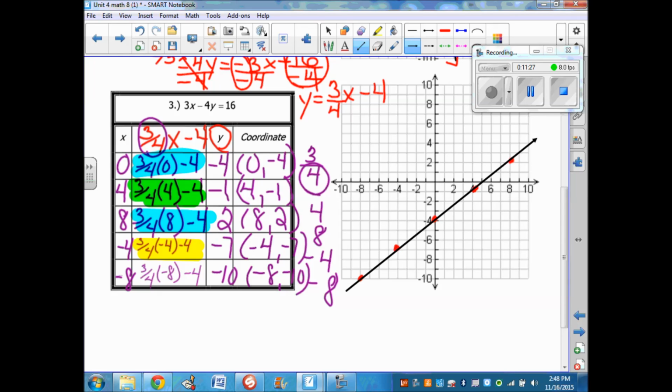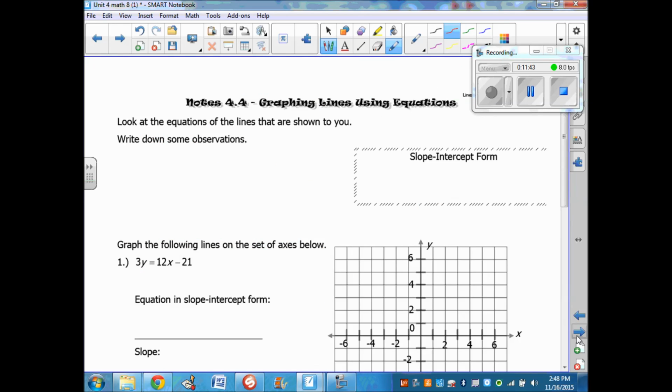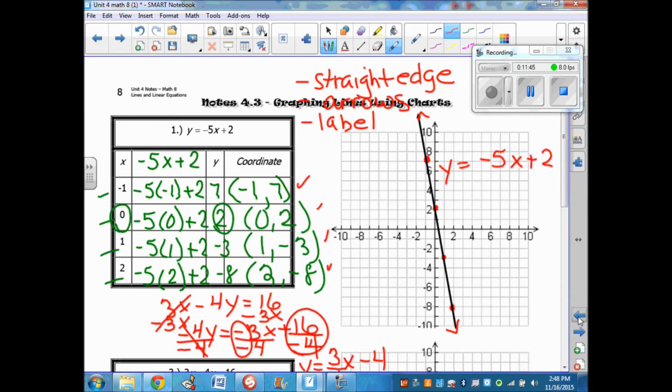and extend through those 5 points. Make sure you put arrows on the ends of your graph, and make sure you label it with your original equation.